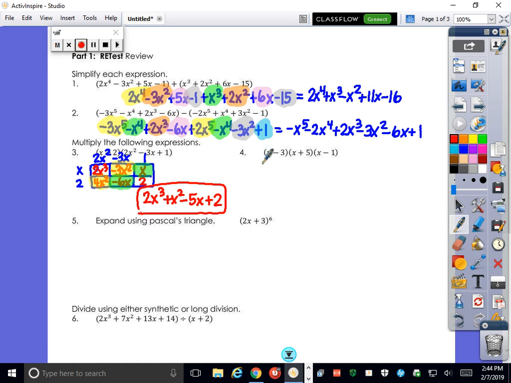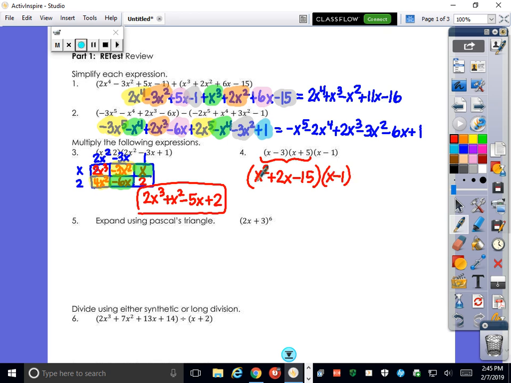On number 4, we're going to take the first two and multiply them together. You're going to do the box out to the side. That'll give you x squared plus 2x minus 15. And then we have to take that and multiply by x minus 1. So we have to do basically what we did on the other one. So this time I'll use distributive property.